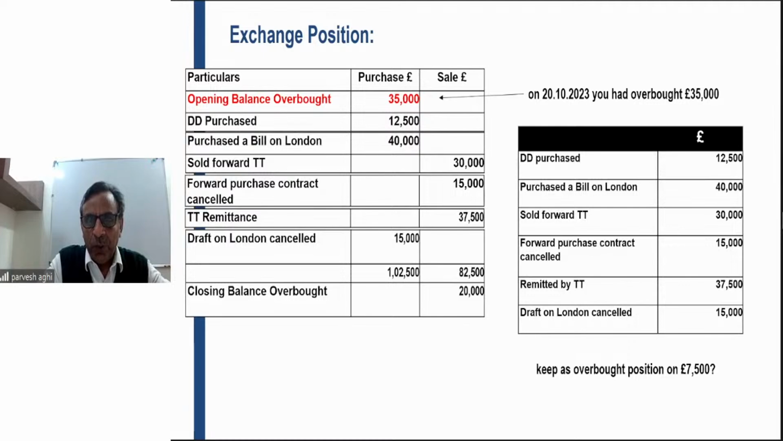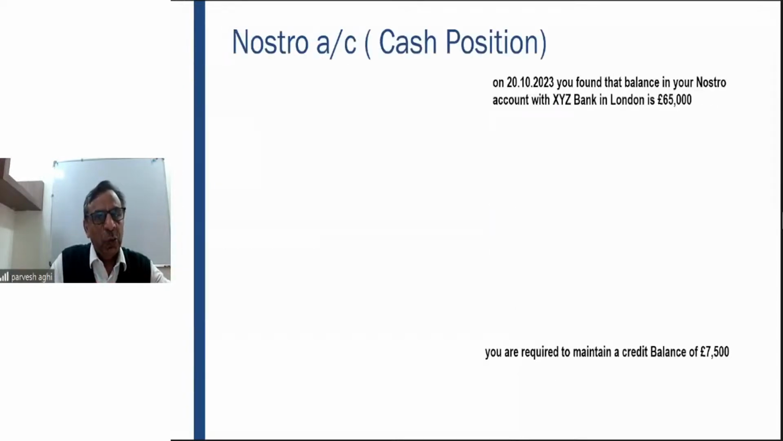But as per the question, keep an overbought position of 7,500. So the bank needs that there should be a 7,500 overbought position. But you're today sitting at an overbought position of 20,000. So we'll just come back to this exchange position after we cover the nostro account first, and then we do all those actions, the remedial actions that the bank has to do.